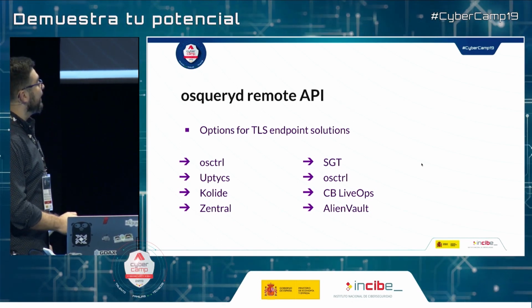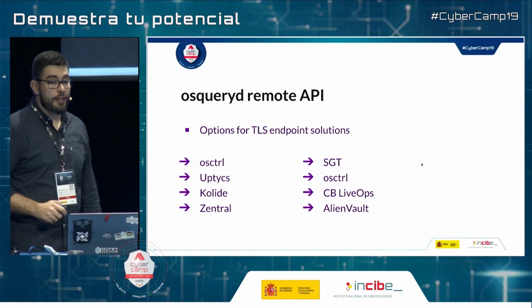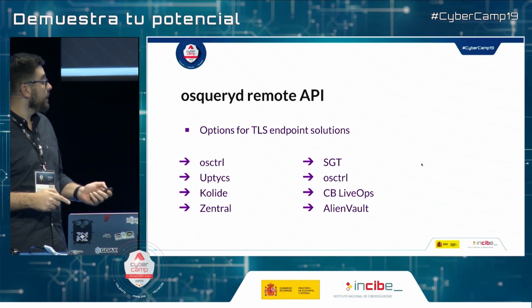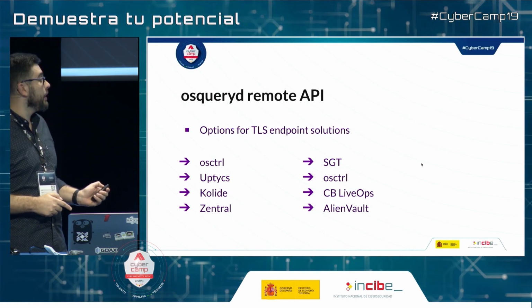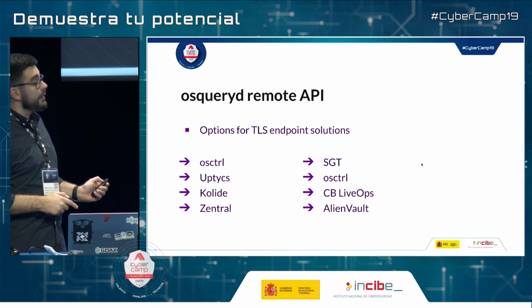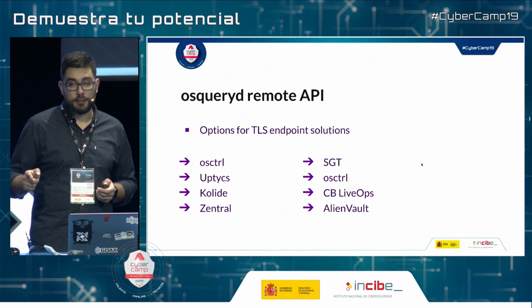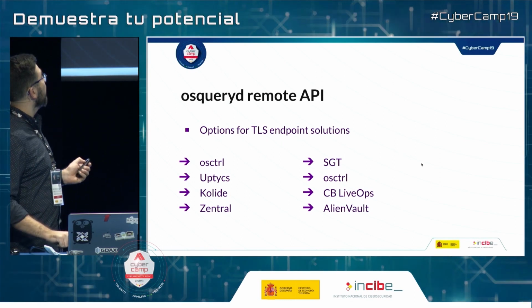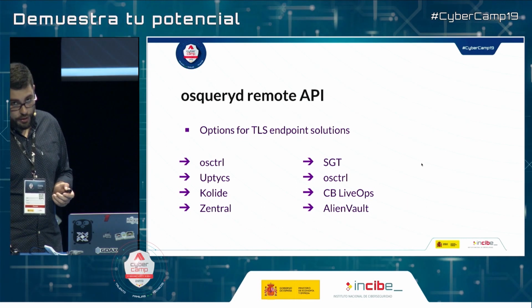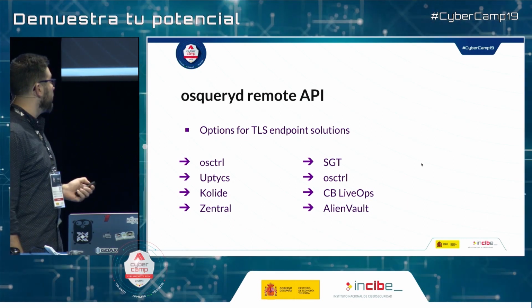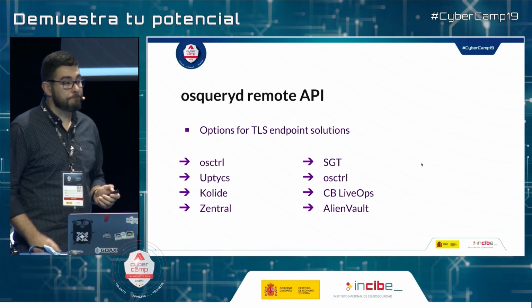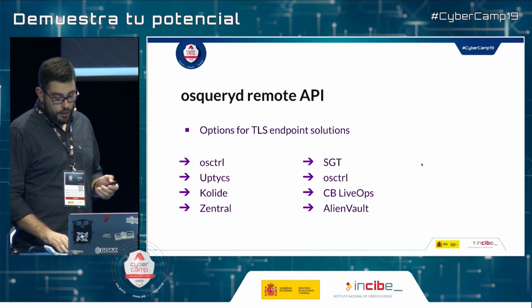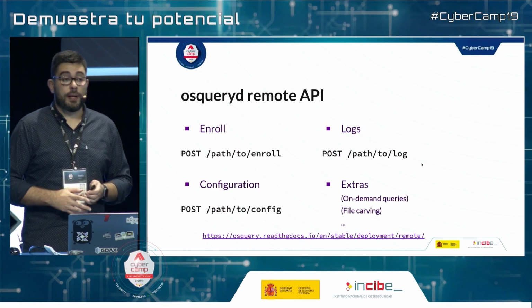I put osctrl in there several times so you don't miss it. I don't know if you know LiveOps. I don't know if you know Carbon Black. It used osquery logs. SGT is in serverless infrastructures from Amazon. And then some of the most well-known ones, which are commercial solutions like Uptycs and Kolide. Kolide also has another version, but it's missing a few little pieces.